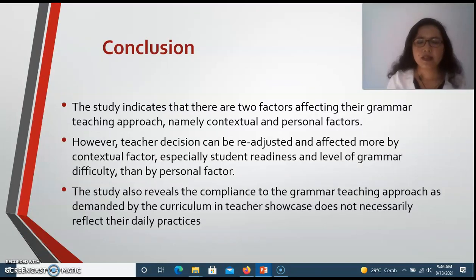First, the study indicates that there are two factors affecting their grammar teaching approach decision, namely contextual and personal factors. However, this decision can always be readjusted and is affected more by contextual factors, especially students' readiness and level of grammar difficulty, than by personal factors. The study also reveals that compliance with the grammar teaching approach as demanded by the curriculum in a teacher showcase does not necessarily reflect their daily practices.